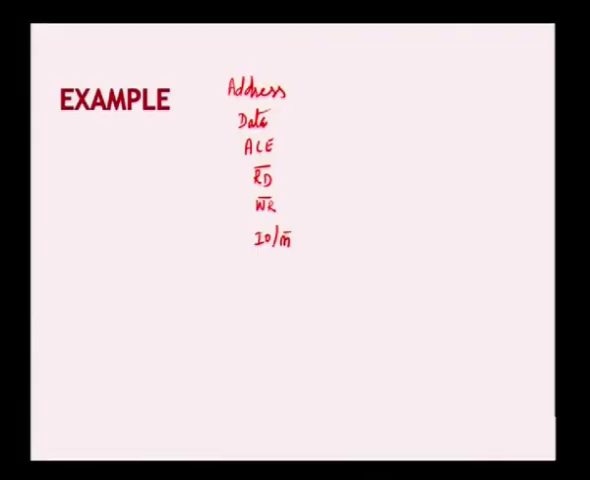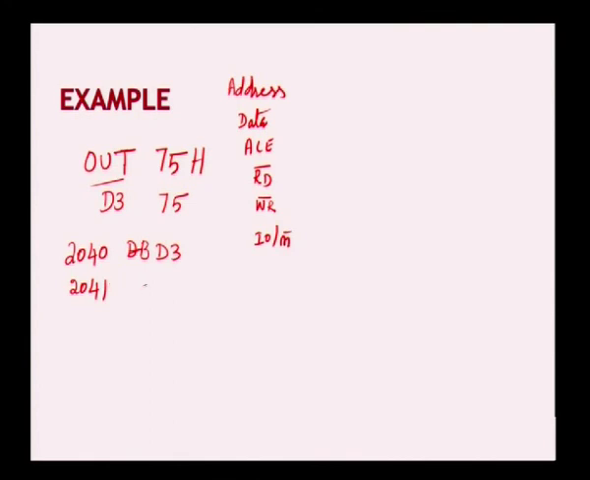So, based on these signals we are performing the OUT instruction, OUT 75H. In OUT 75H, this is the opcode, which is D3, and this is 75. Suppose I am taking 2040 as the program counter address. So, the program counter address is 2040. First we have to write D3, then at the next consecutive address 2041, which is 75, the operand we have written.